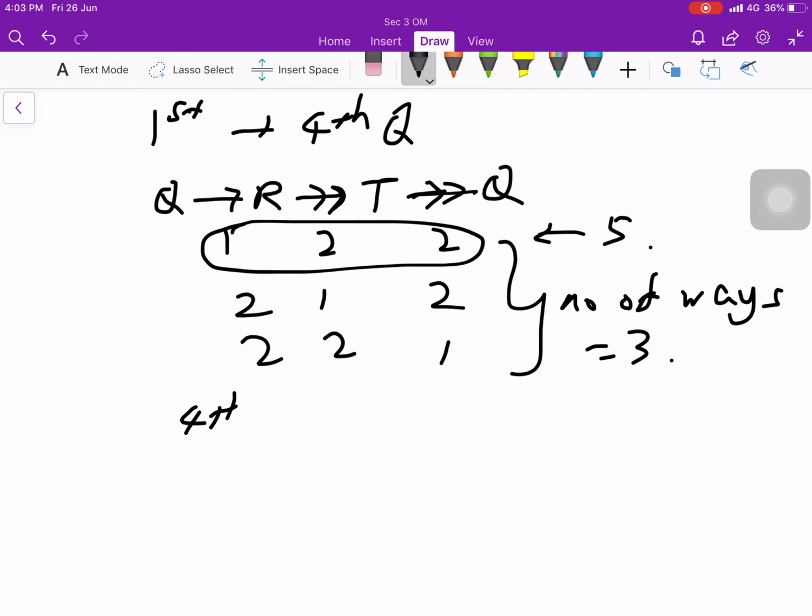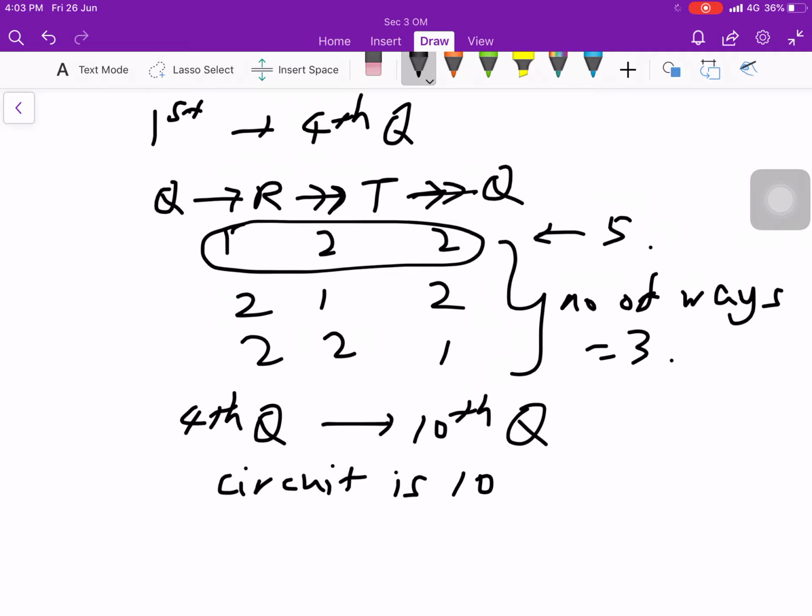Then now we want to look at how you move from the fourth Q all the way to the 10th Q. Therefore, in this case, you need how many steps? Can you see that? This circuit is actually 10 steps.